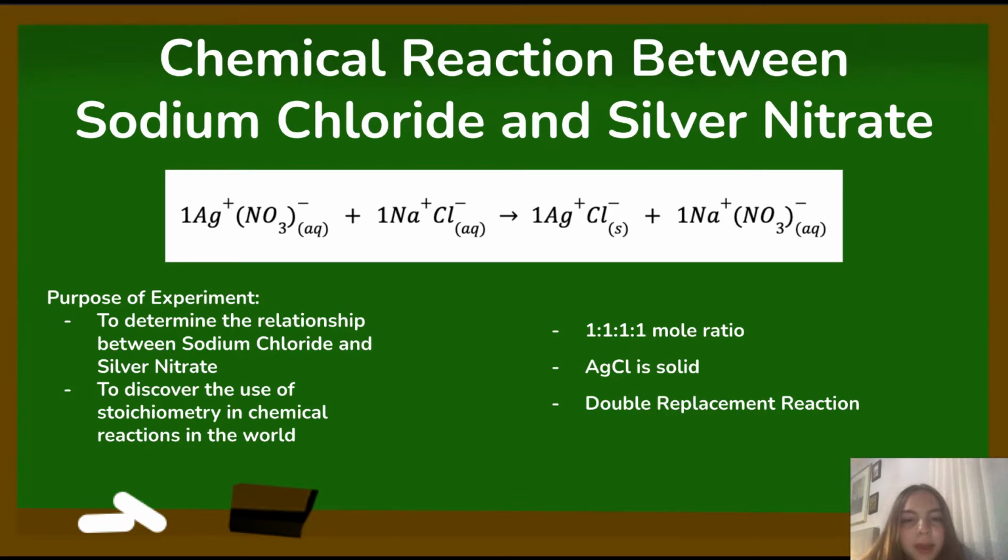What is important about this chemical equation is that it allows the chemist to determine the relationship between sodium chloride and silver nitrate before physically creating it, and the chemist is able to determine the correct amount of grams needed or how many moles they're using in stoichiometry in this experiment.